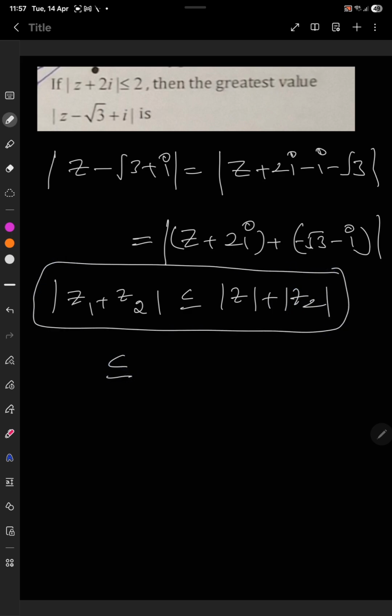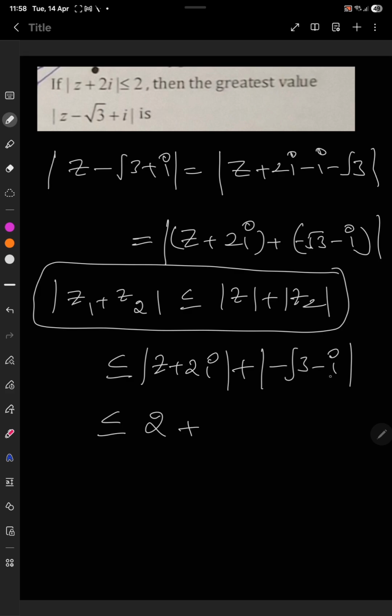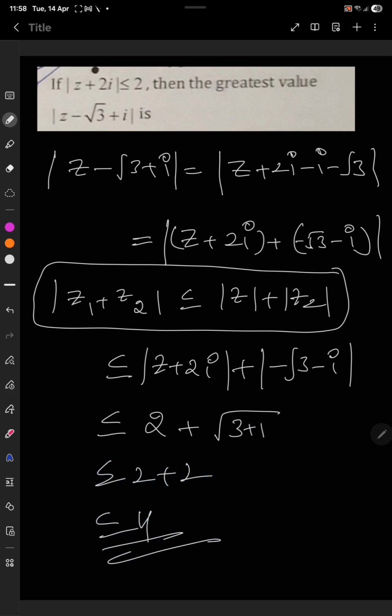So that is less than or equal to mod of z plus 2i plus mod of minus root 3 minus i. So given that mod of z plus 2i is 2 and mod of root 3 minus i is root of 3 square is 3, 1 square is 1, that is 2. 2 plus 2, that is 4. So the maximum value, greatest value is 4.